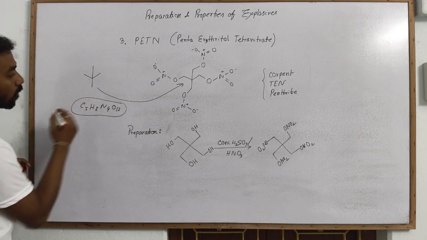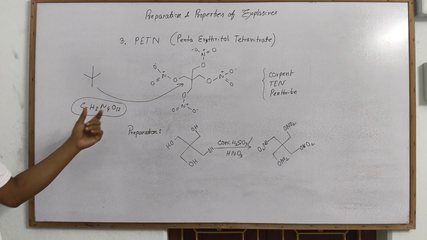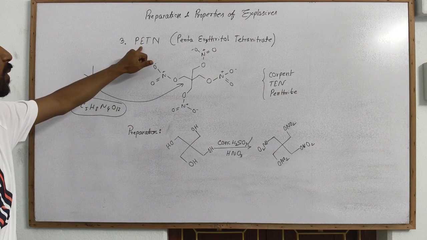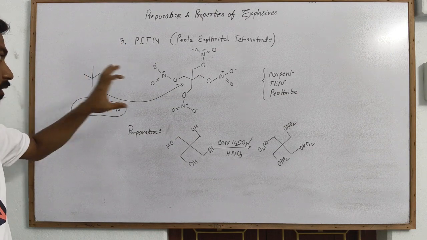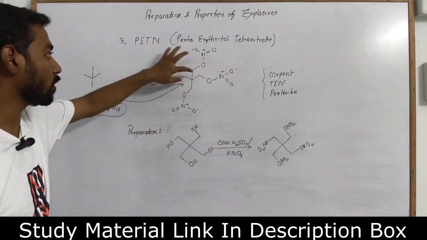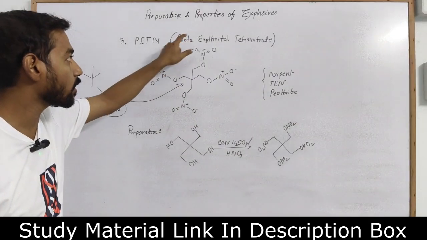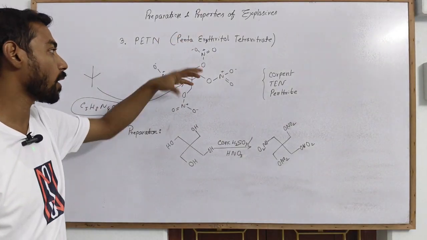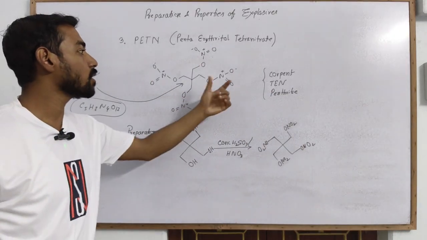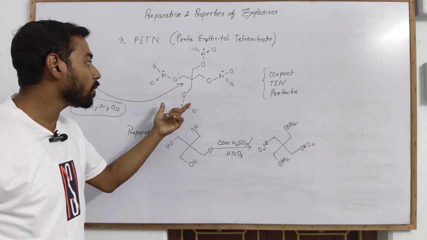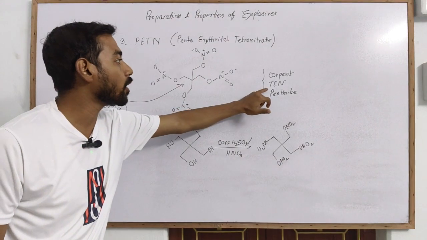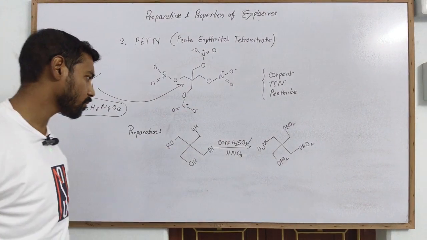See, this is the total chemical formula, or molecular formula, of PETN. And the structure is like this: the neopentane unit, or neopentane skeleton, is at the center, and then four ONO2 groups are at the four sides. And it can be named as corpent or ten or penthrite also.